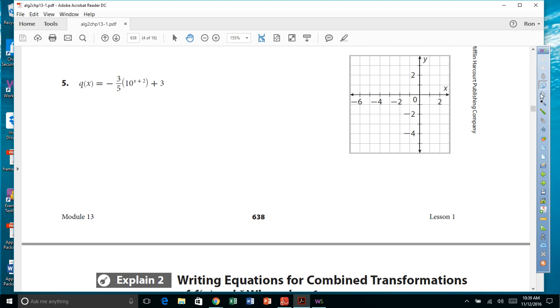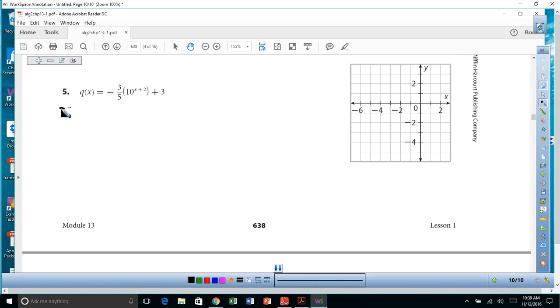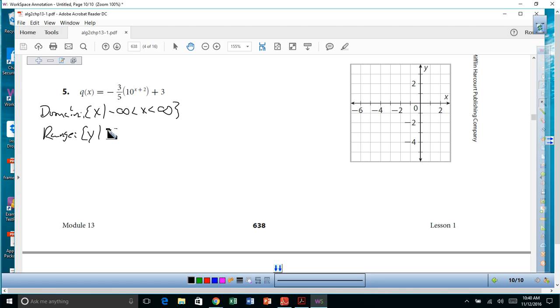Okay. So what do we know? Well, let's see. What's our domain? It's always x such that negative infinity is less than x is less than positive infinity. What about the range? Okay, we need to check. A is negative, so that's going to be y such that y is less than, and what's k? K is 3.